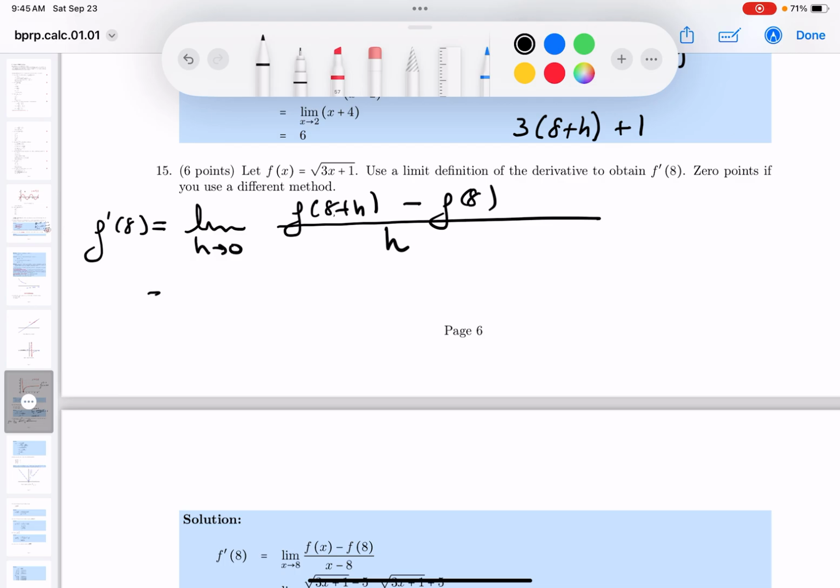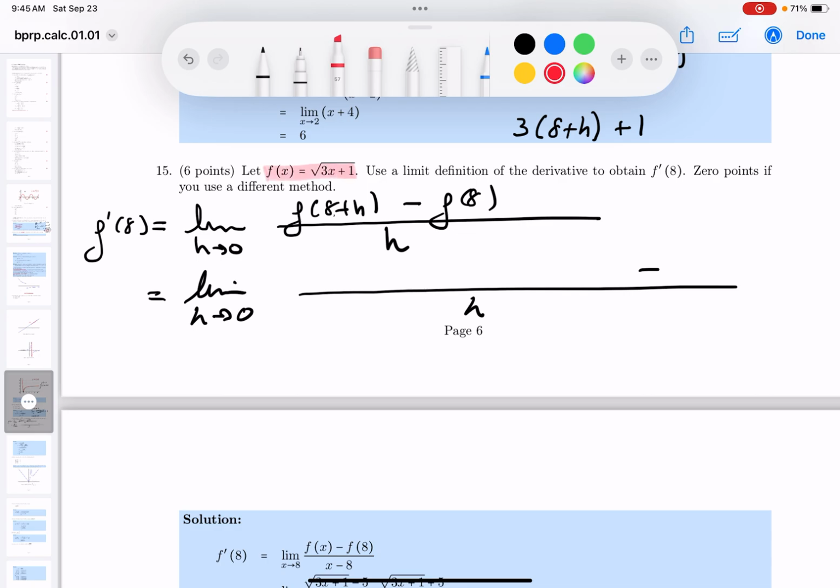Let me put that down over here. And let's do it. What do you get over here? Limit. And again, you don't have to do both. You do one. That's h. I'm going to put the f of 8 down first. And it's relatively simple because this is what f is. It's certainly 3 times 8 is 24. 24 plus 1 is 25. And the square root of 25 is just 5. So I'll write that down.